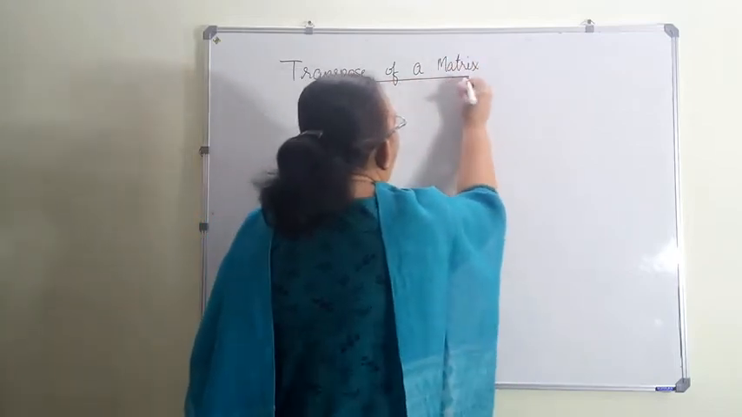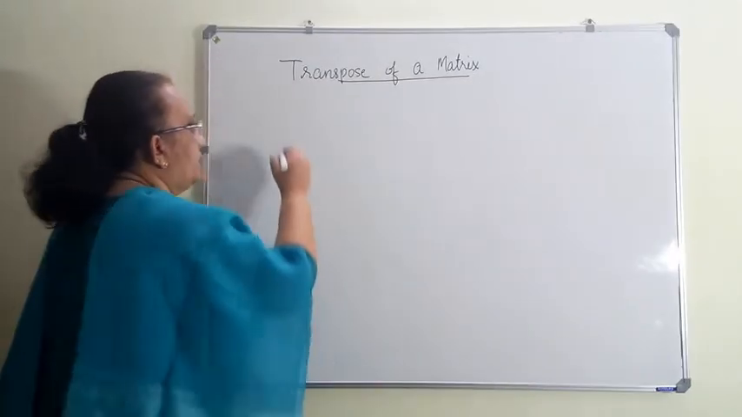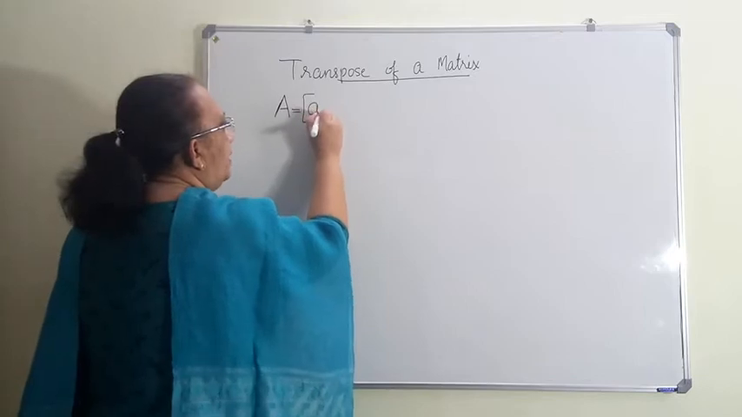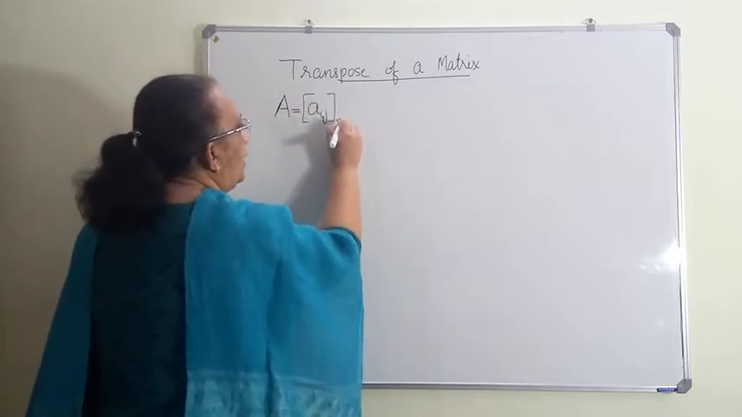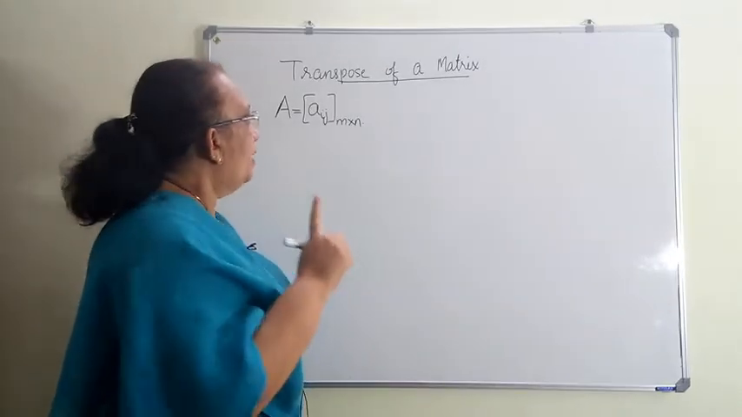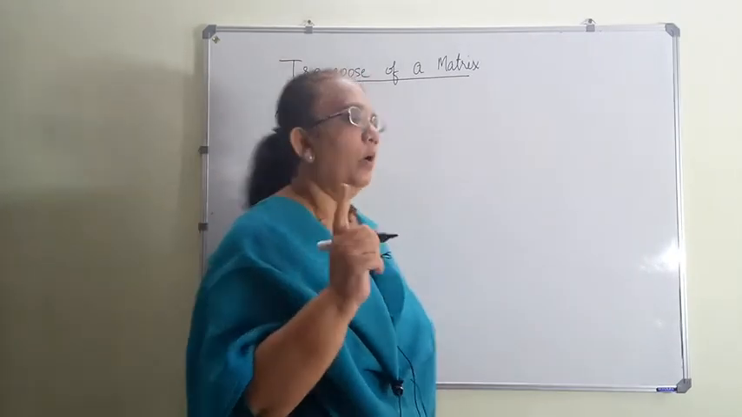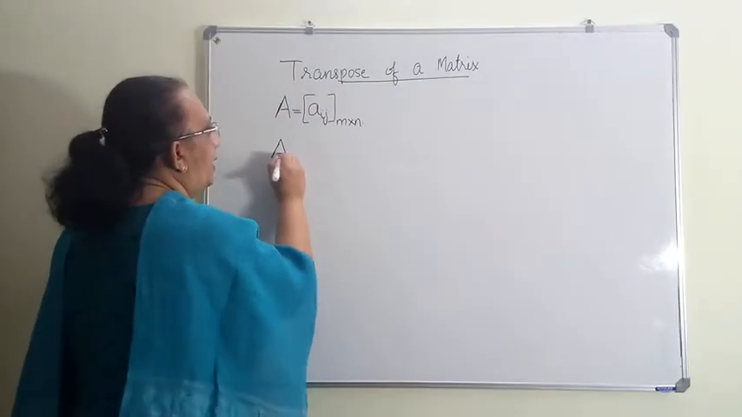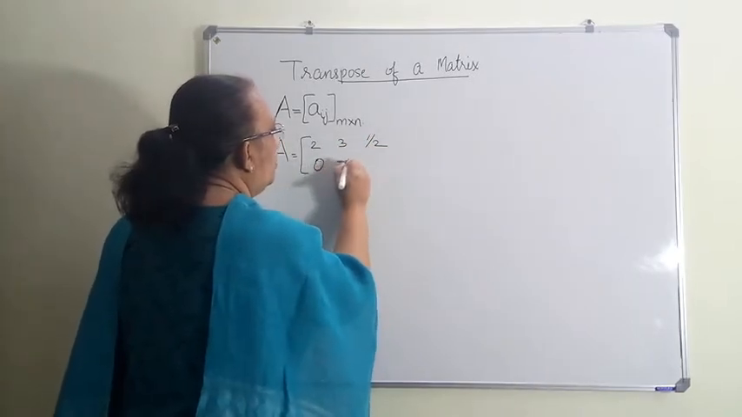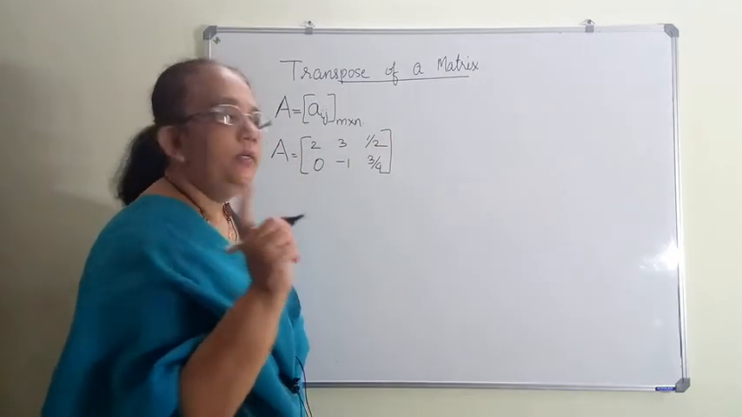Now, what do you mean by transpose of a matrix? Suppose you have a matrix A. Matrix A is equal to Aij of order m by n. Now, from matrix A, we are finding a new matrix by interchanging the rows and columns. Let us take one example. A is equal to [2, 3, 1; 2, 0, -1, 3, 4]. It is of order 2 by 3.